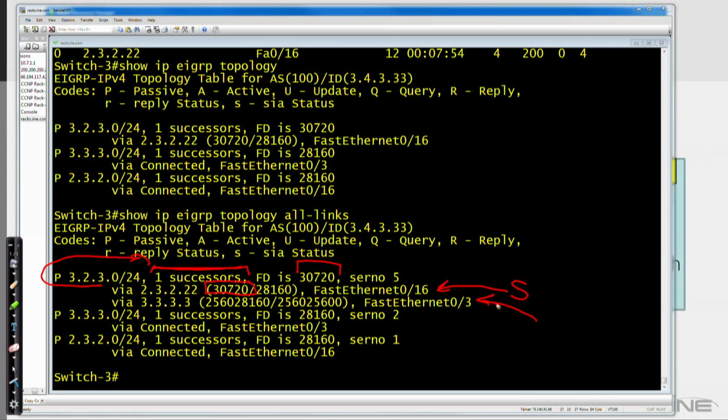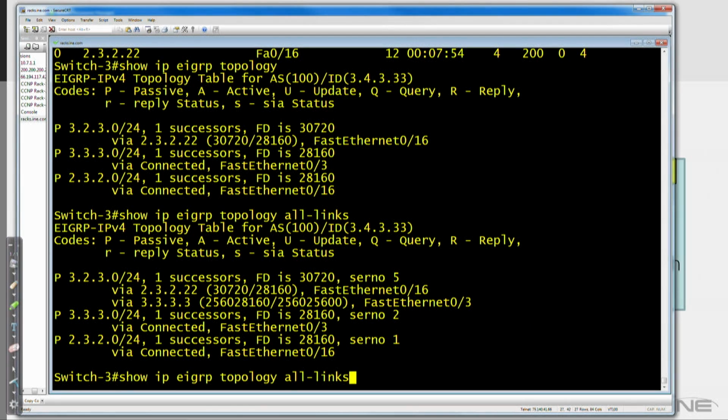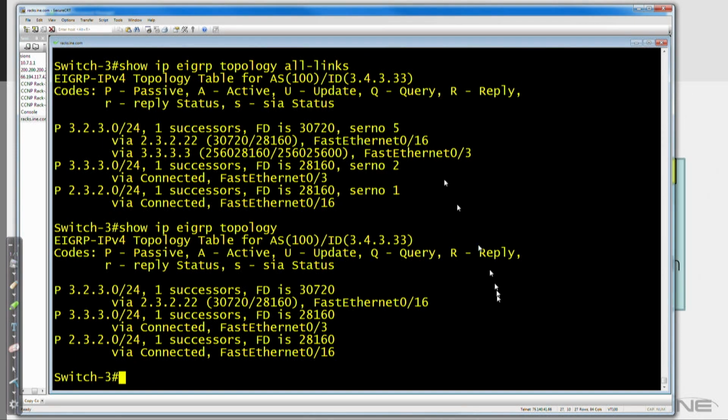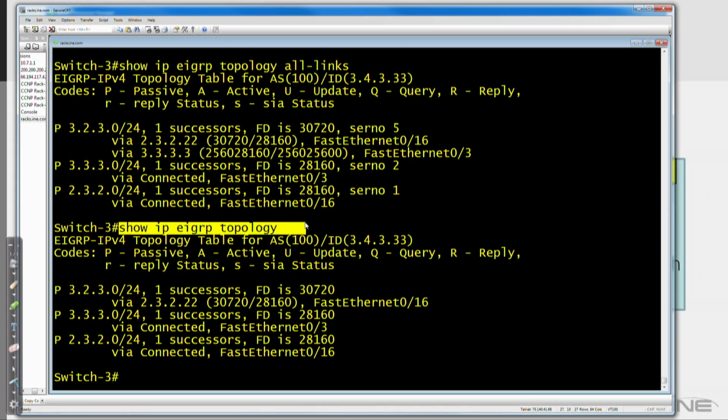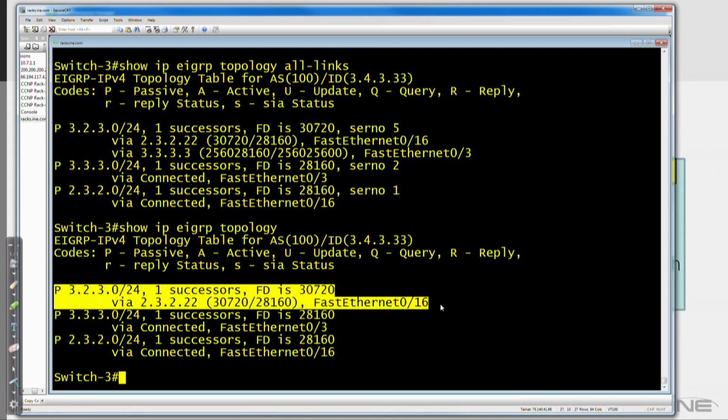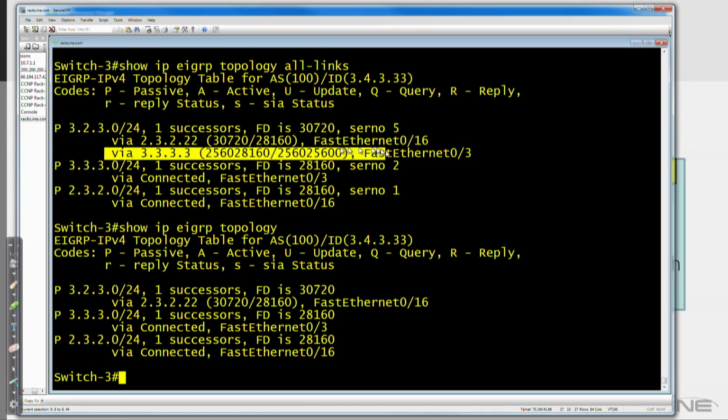Now, why didn't this guy right here show up when I did show IP EIGRP topology? Notice the difference here. When I do this command without the keyword all-links, contrast the output. Here, with the all-links keyword, I see both guys who advertise the route. Here, without the all-links keyword, I only see my successor. Why don't I see this guy?